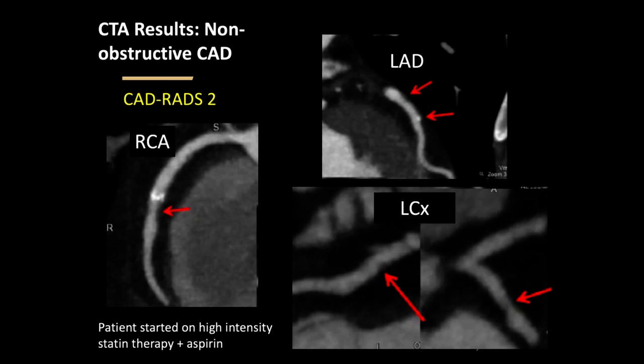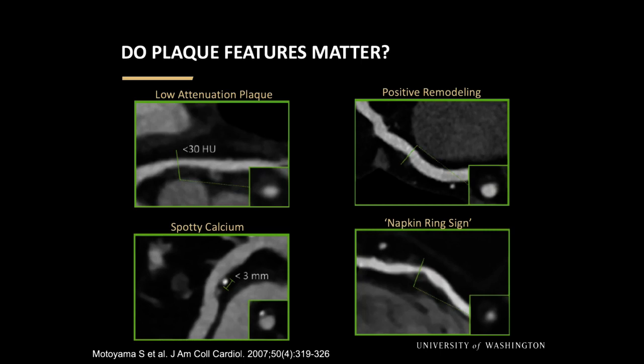So I think the next thing this brings up is that, yes, we can see obstructive and non-obstructive disease, but is there anything else we can pick up with CTA in terms of plaque characterization? And the question is, do plaque features matter? And a lot of this work has been done out of Japan, where they've been actually able to look at specific plaque features that correlate with culprit lesions in patients presenting with acute coronary syndrome. And what they found are these 4 characteristics.